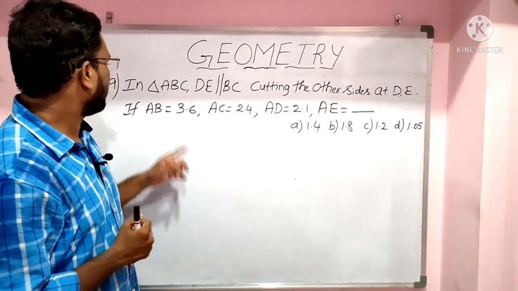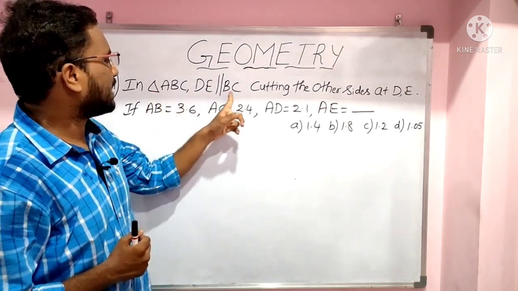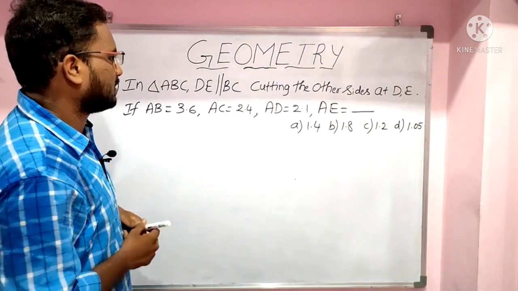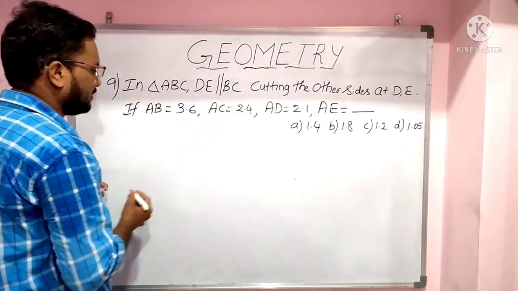Next one. In triangle ABC, DE is parallel to BC, cutting the other sides at D and E. Okay, let's take a triangle.